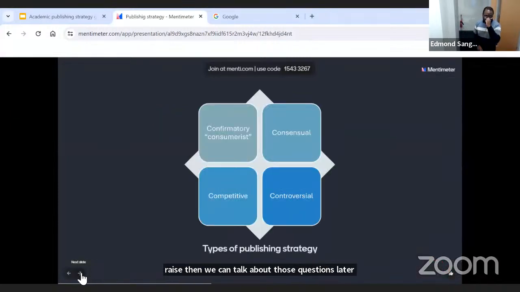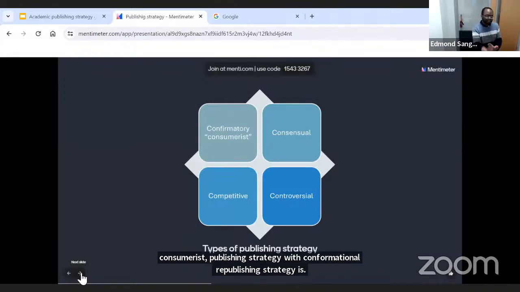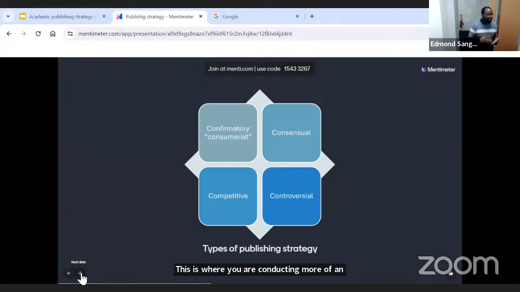Now, in that same article it says that there are 4 different types of publishing strategies. There is the confirmatory, or what you call consumerist, publishing strategy. With the confirmatory publishing strategy, this is where you are conducting more of an incremental type of research. For example, I'm in environmental sciences. We know that there is pollution taking place. So I can conduct some incremental research where I look at environmental pollution in rivers from Zimbabwe or Southern Africa.